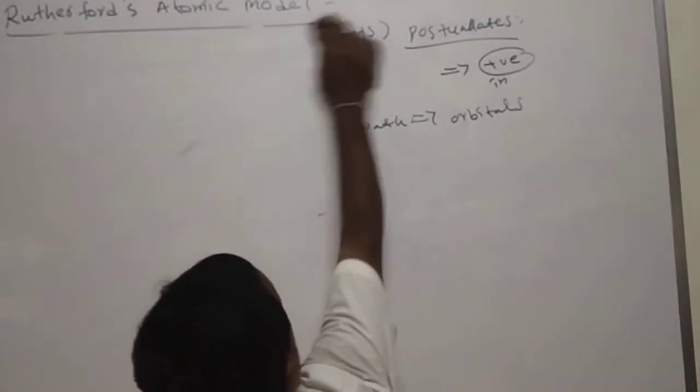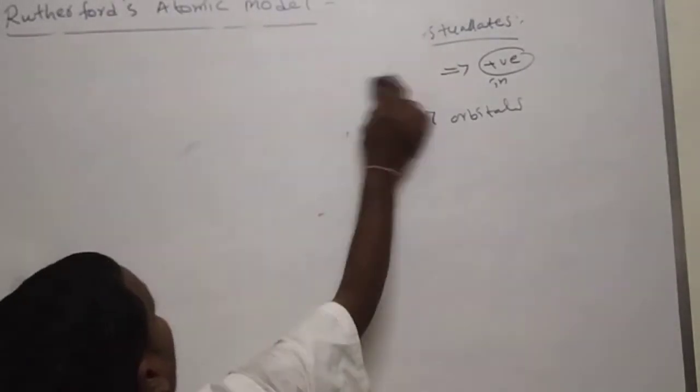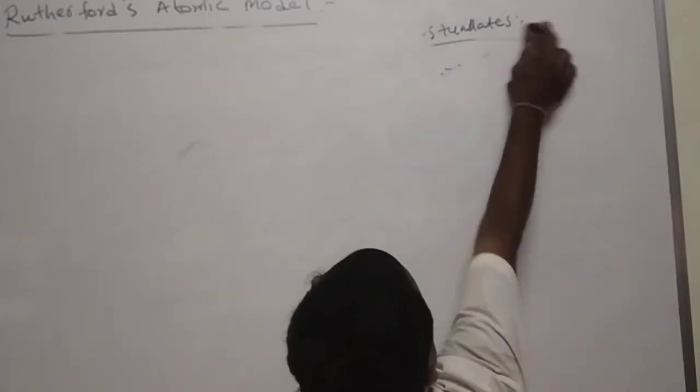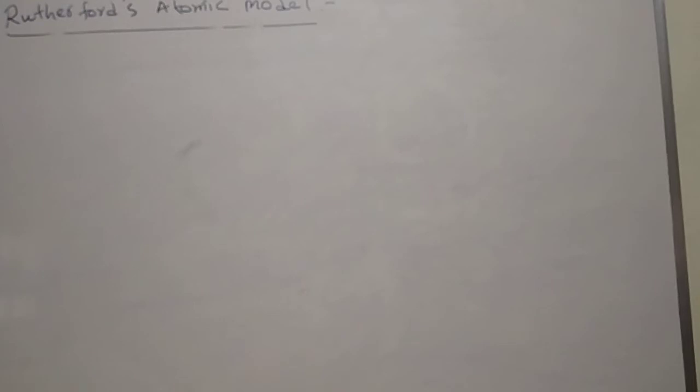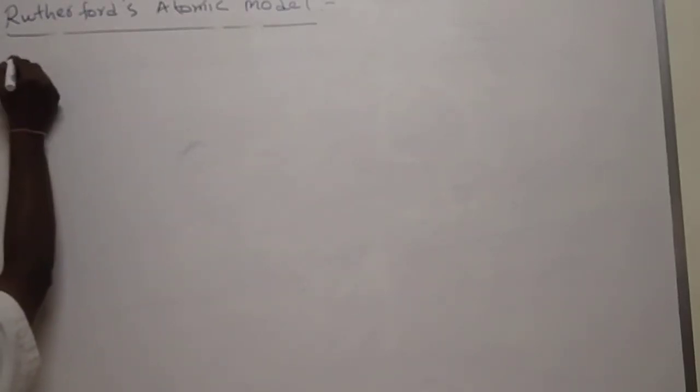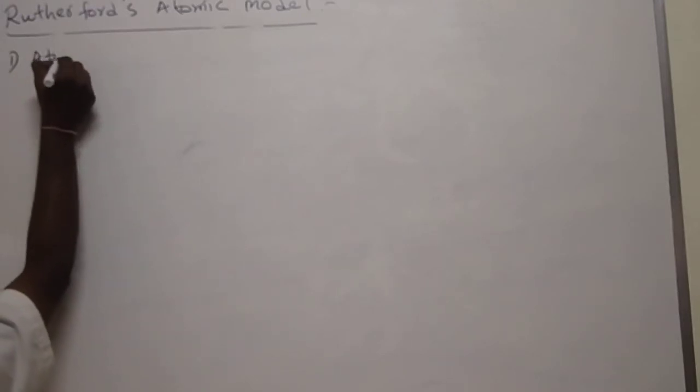Atomic number, atomic mass, number of neutrons. We'll see. First important term, atomic number.